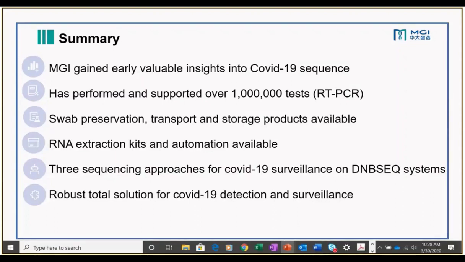And this is through our products for RNA extractions, automation, swab preservation, and the three different sequencing approaches that we support on DNBSEQ platforms. Our experience and the products that we offer, I think BGI is in the best position to supply robust total solution for COVID-19 detection and surveillance.